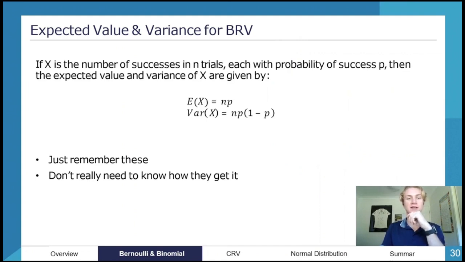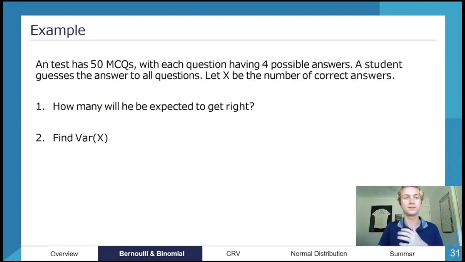Then the variance of x, a little bit more complicated, is np times 1 take p. So you just apply them, and remember, how do we work out standard deviation? If we were given that variance, how do we work out the standard deviation? We square root it. That's the standard deviation. As I said before, something you do have to have memorized.